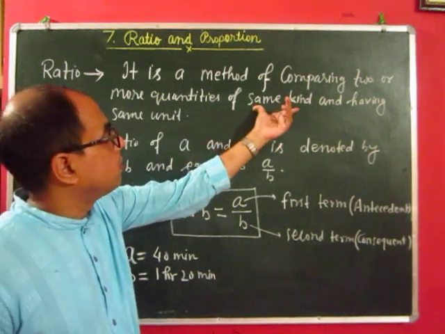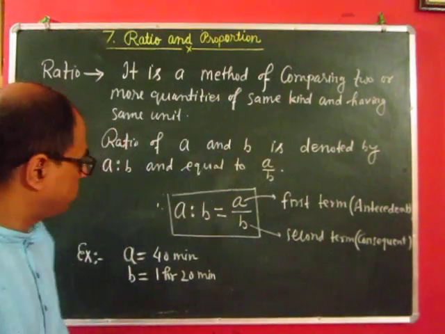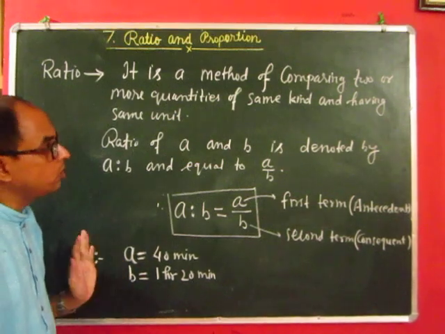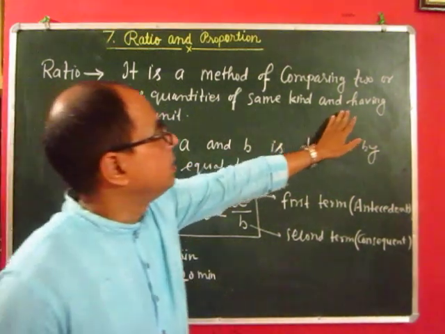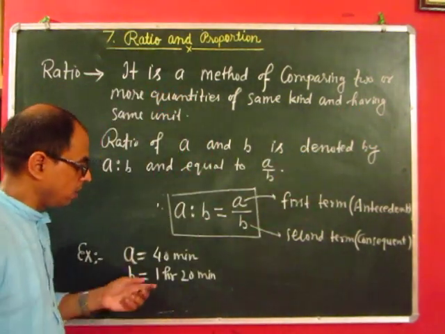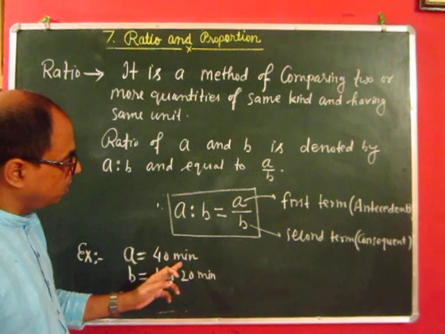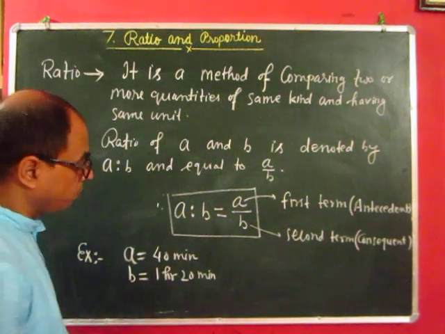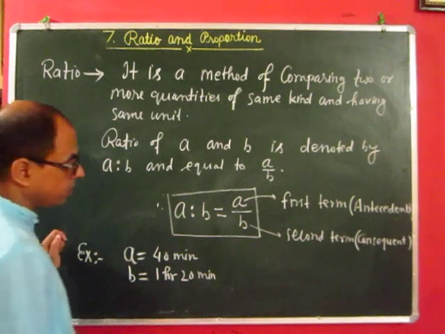They must be of same kind. So here both quantities are of same kind. A is also time, B is also time. And the second condition is they must have same unit. So here the units are not same. The unit of this time is minute and the unit of this time is hour and minute. So we have to convert both in same unit.